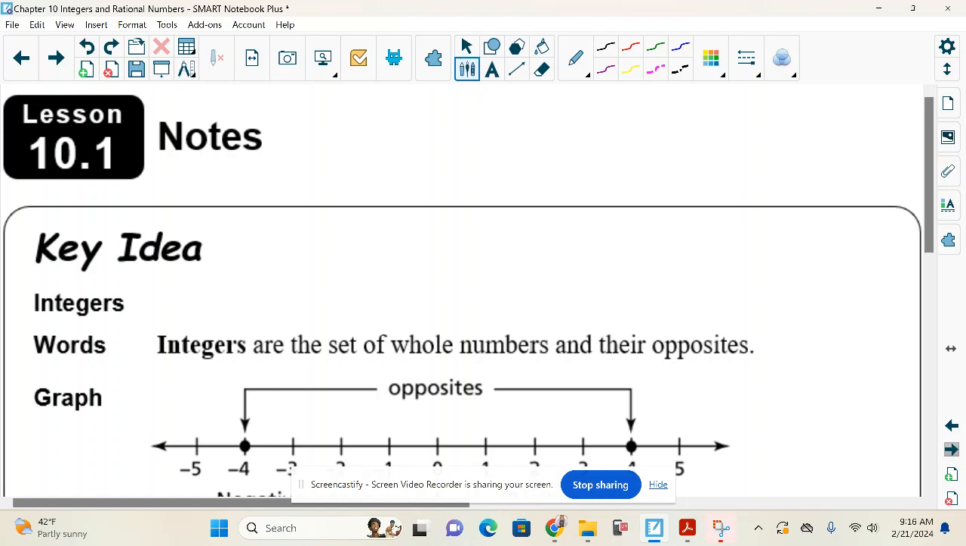Move to 10.2. Help remind me yesterday what we talked about. Okay, so we talked about integers and how integers are positive and negative whole numbers. We talked about how to identify them in a situation with keywords. What are some keywords for positive? Increase, gain, above, earn, up.